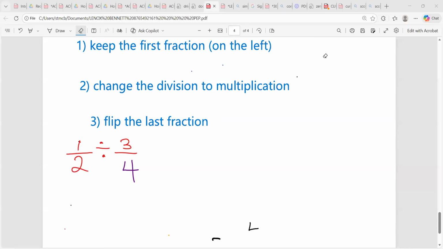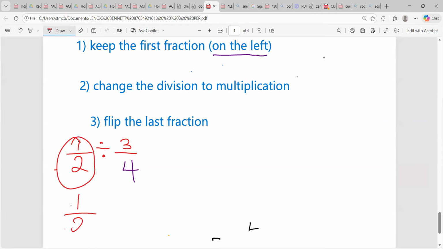Alright, so we have a half divided by 3/4. Look at what the rules say. Keep the first fraction on the left. That means this one is on the left, which is a half. 1/2 is a half, right? So we're going to keep it as it is. What does the second rule say? Change the division to multiplication. So we're going to change this division here to multiplication.